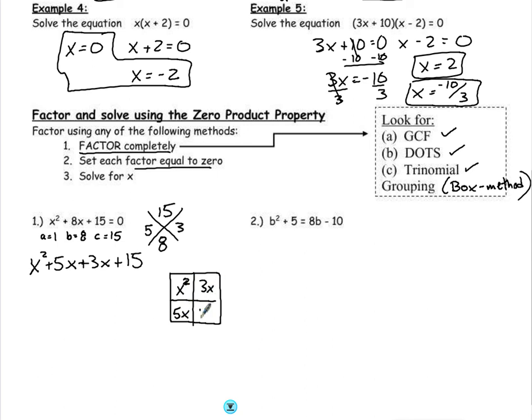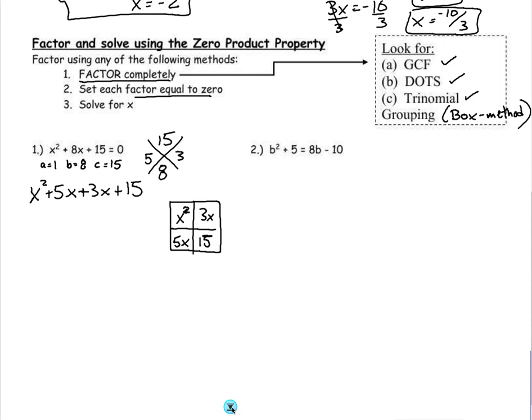And then look for common factors. No matter which method you pick, that's fine. I'm going to keep practicing my box method because it's new to me. Bring down the x, bring over the positive 5 for the common factor. Upwards here I have a common factor of x, and in the second column I have a common factor of positive 3. So here my two factors are going to be x plus 5 and x plus 3. I can always check my work by FOILing.